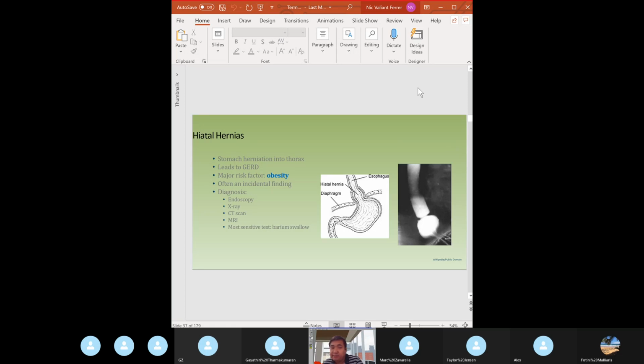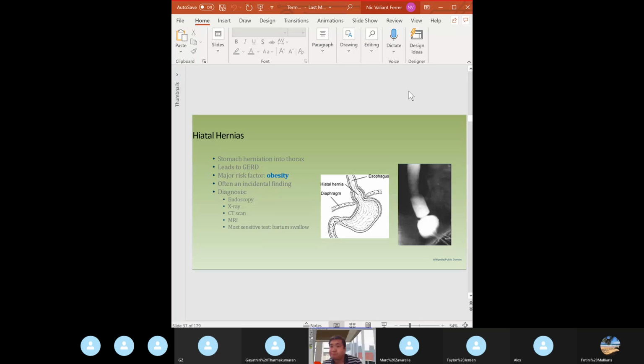Hiatal hernias. What do we mean by hernia? Something is protruding, right? Either mucosa, submucosa, it's herniating into something. Here, the stomach is herniating into the thorax, which can lead to GERD. What's the major risk factor? Obesity, right? How do we diagnose? Endoscopy, X-ray, CT scan, MRI. I mean, the most sensitive test, okay? Always look at the wording. Most sensitive test: barium swallow.